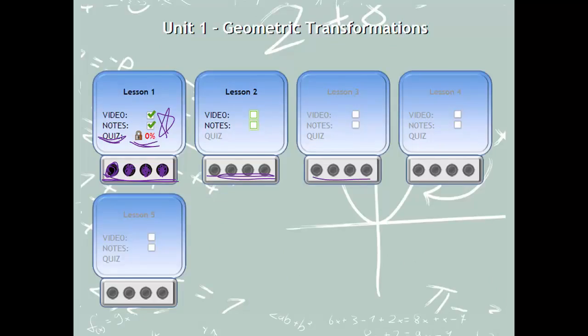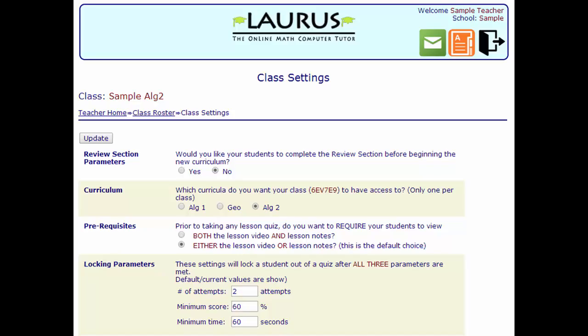Okay, if a student, again, is locked, then that means that they've reached all 3 parameters. So the number of attempts, the score, and the time. They've reached all 3 of those and got locked. Okay, so what you would want to do to unlock it is go into your settings page. So let me walk through that. Go into here and change your locking parameters.